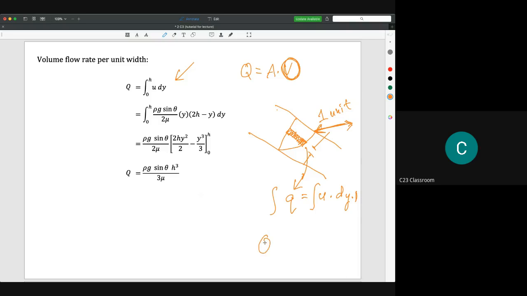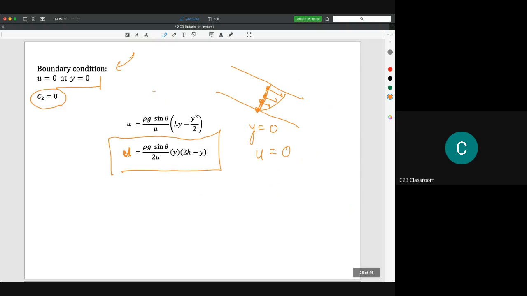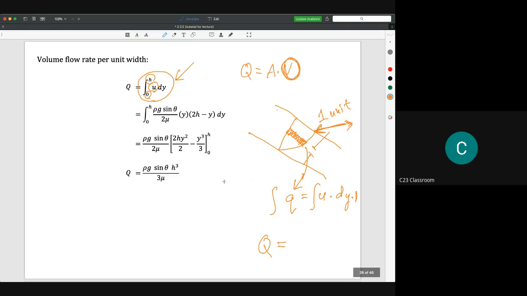And then to get the total flow rate, we integrate all of this. So Q will become the total flow rate now, and we have u dy in integration form. In integration, we have the limit. So the limit is 0 to h. So we substitute the value of u here from the equation that we got from the previous calculation. Then we integrate with dy, and finally we could have this, the limit from h to 0, and finally we could get the flow rate is equal to rho g sine theta h cubed over 3 mu.